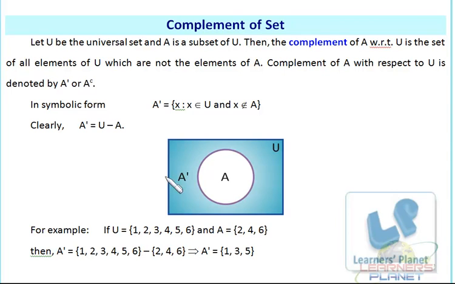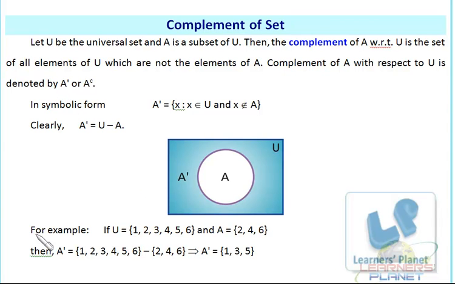Now you can see the shaded portion over here. This rectangle represents the universal set, and this circle represents set A. Okay, so the blue portion that is outside the circle is actually A complement, or A dash we can say. We represent it as A dash or A complement. Just writing down C as a superscript we can say, so A^C, that is A complement or A dash, right?